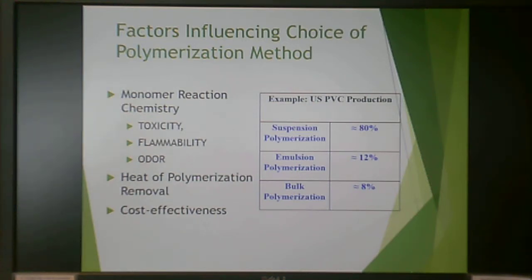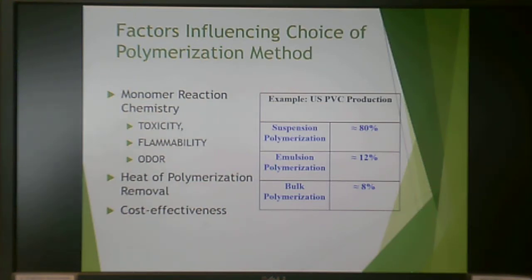Sometimes it has to do with monomer reaction chemistry, the toxicity of the monomer, the flammability of the monomer, the odor of the monomer. Monomers are small molecules. They are flammable chemicals. They are toxic. You should not drink them. I often use this example: styrene will kill you if you drink it. If you eat a polystyrene packing peanut, it might cause abdominal obstruction or give you a bellyache, but it probably won't kill you.